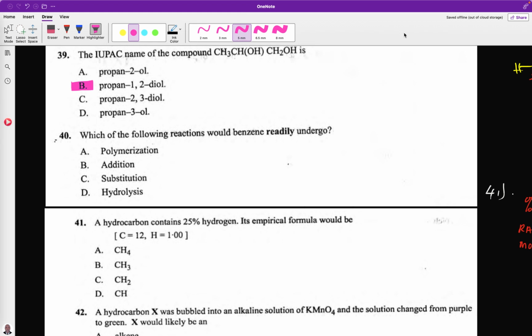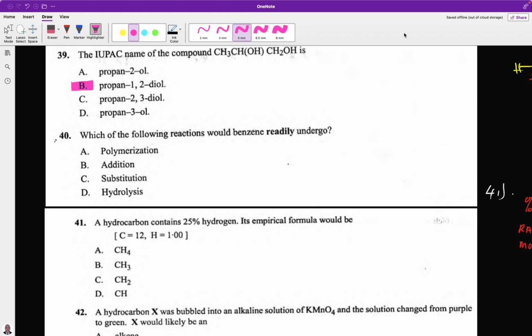There is a high density of electrons in the benzene ring. The high density of electrons in the benzene ring, the delocalized system of the benzene ring, makes benzene open to substitution reaction. Benzene is not an unsaturated compound. Only unsaturated compounds undergo addition reaction. Things like alkynes and alkenes will undergo addition reaction.